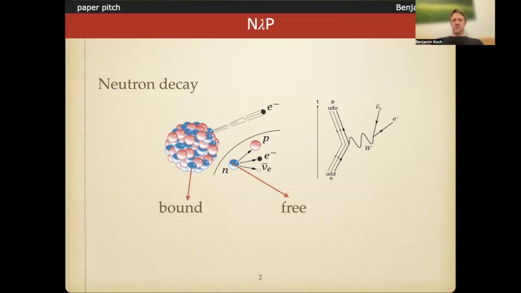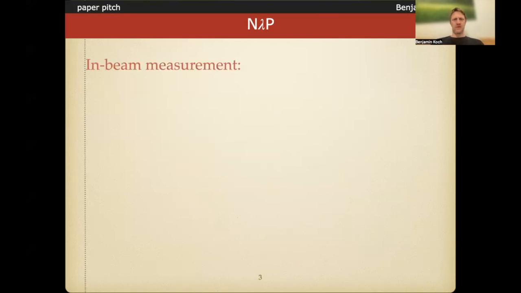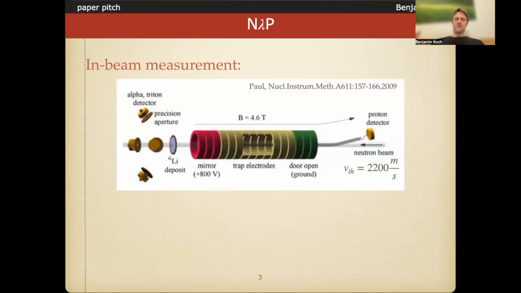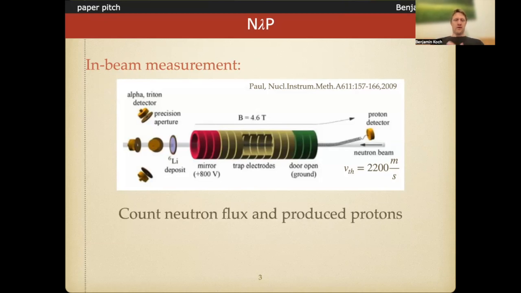So the free neutron's decay has been measured in two ways, one in a neutron beam and the other in a bottle experiment. The in-beam measurement is, as the name says, a beam with a decay volume where, when the neutron decays, a proton is produced, and the proton and the electron can be measured. Counting the total beam rate and the produced protons, you can deduce the lifetime. And the result was 888 seconds, plus minus 2.